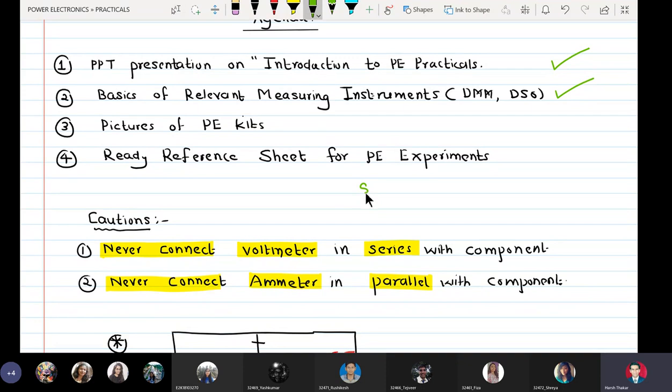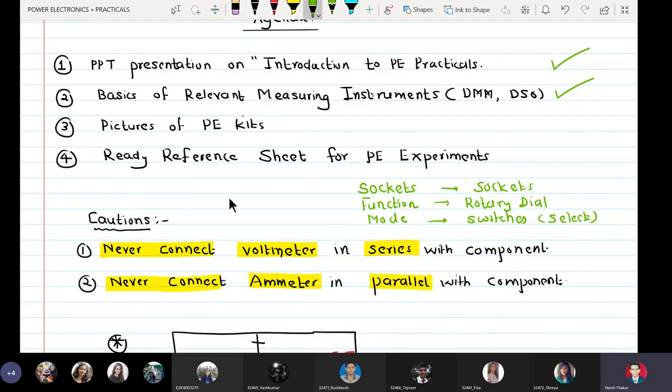That is, first is the correct sockets, then the correct function, and the correct mode. Function is selected by the rotary dial. Sockets are sockets. And mode is by switches, that is, there is a select switch, and we said that we can change the precision by using the range switch.